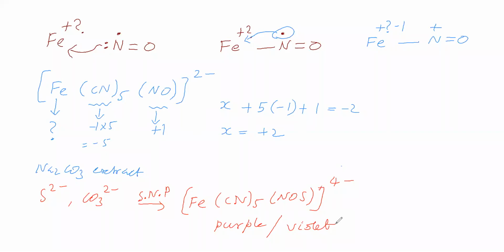In the previous case, the sulfite confirmatory test we discussed, we first removed excess carbonate from the sodium carbonate extract, then continued the confirmatory test. Here in this case, we added sodium nitroprusside directly, without removing excess carbonate, and we got purple or violet color. Why is it so?